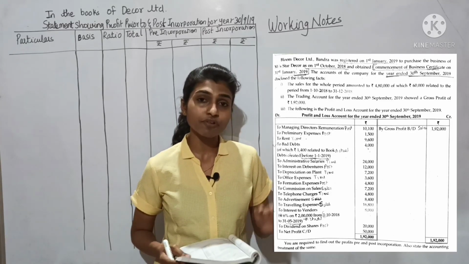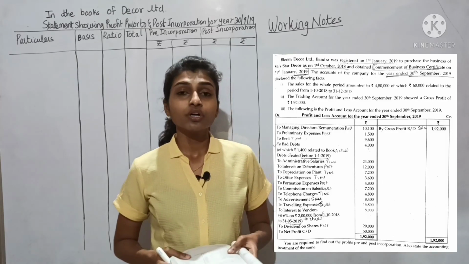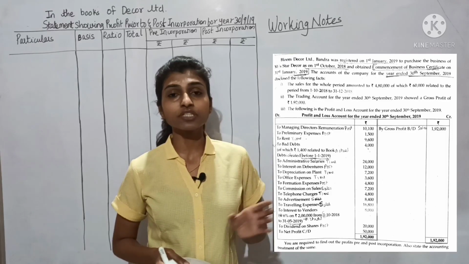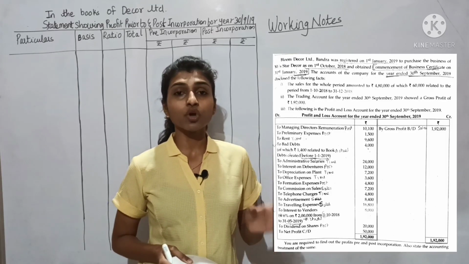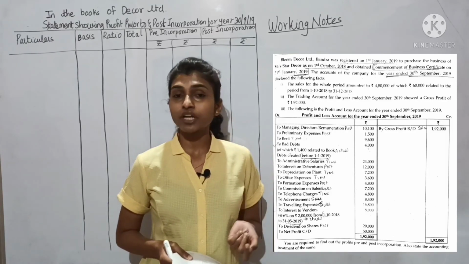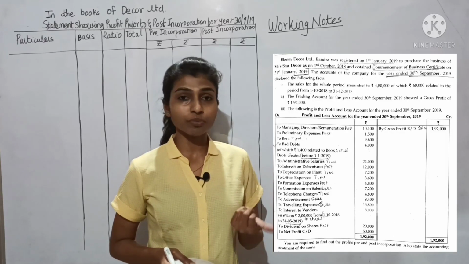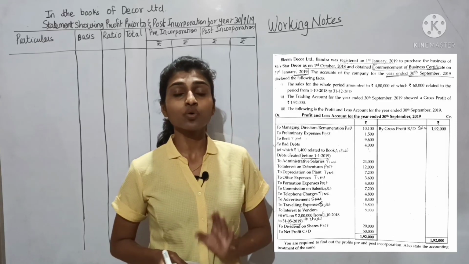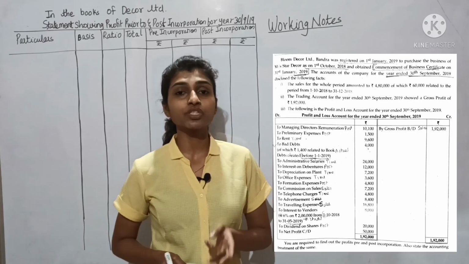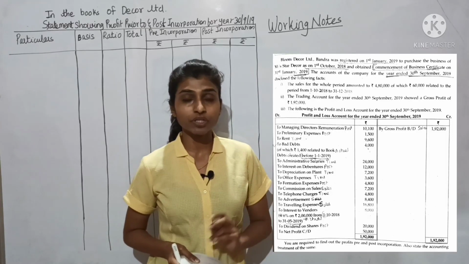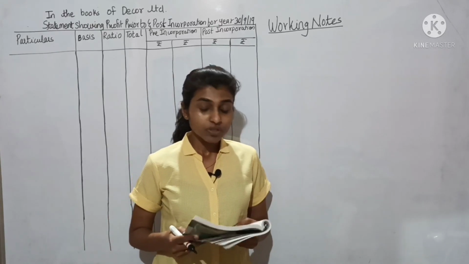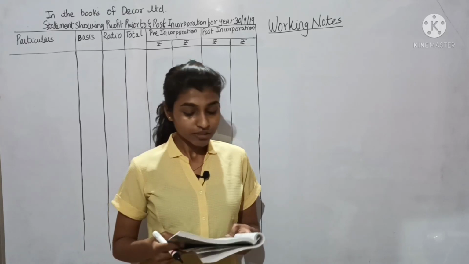In my first lecture I have showed you the table of basis of allocation, like fixed expenses will be allocated on the basis of time ratio, variable expenses will be allocated on the basis of sales ratio, and there are some expenses which are only applicable to pre-incorporation and for post-incorporation. So you watch that video. The link of that video you will find in the description box.